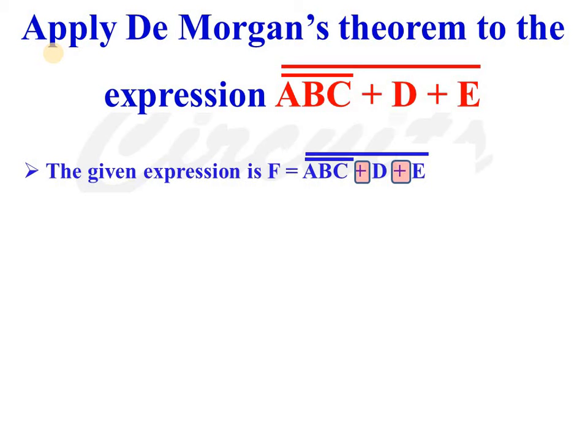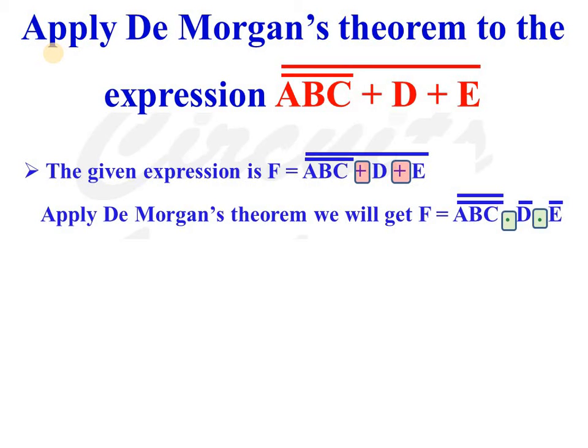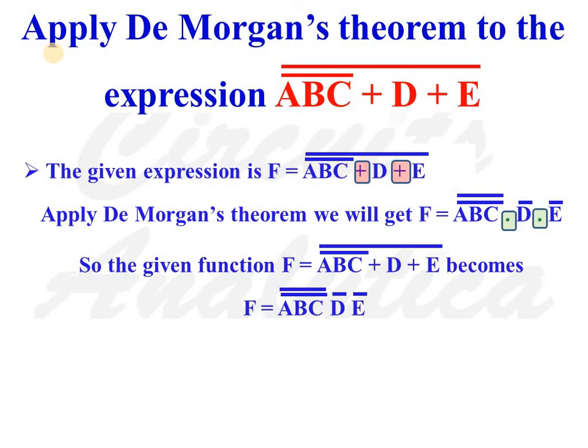When we apply De Morgan's theorem, we have to replace the OR operator with an AND operator and we have to complement the input variables. So we will get f is equal to ABC double bar, complement of first input variable, and d bar, complement of second input variable, and e bar, complement of third input variable. So the given function (ABC bar or d or e) the whole bar becomes ABC double bar and d bar and e bar.